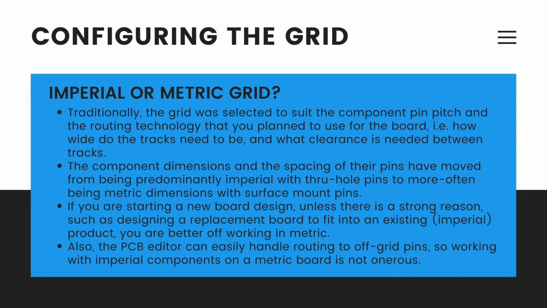Why? Because the older imperial components have big pins with lots of room between them. On the other hand, the small surface mount devices are built using metric measurements. They are the ones that need a high level of accuracy to ensure that the fabricated, assembled, or functional products work and are reliable. Also, the PCB editor can easily handle routing to off-grid pins, so working with imperial components on a metric board is not onerous.